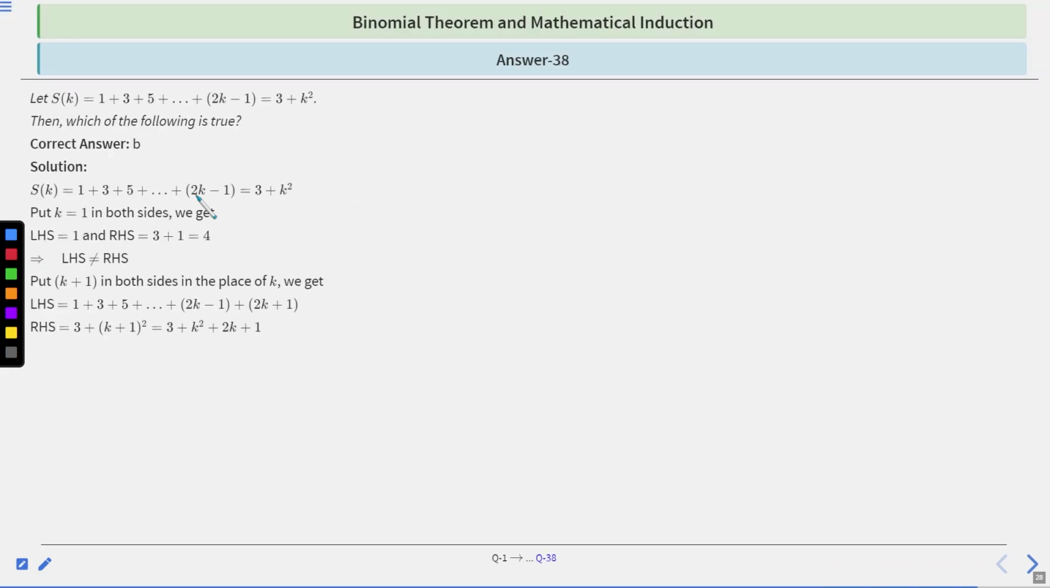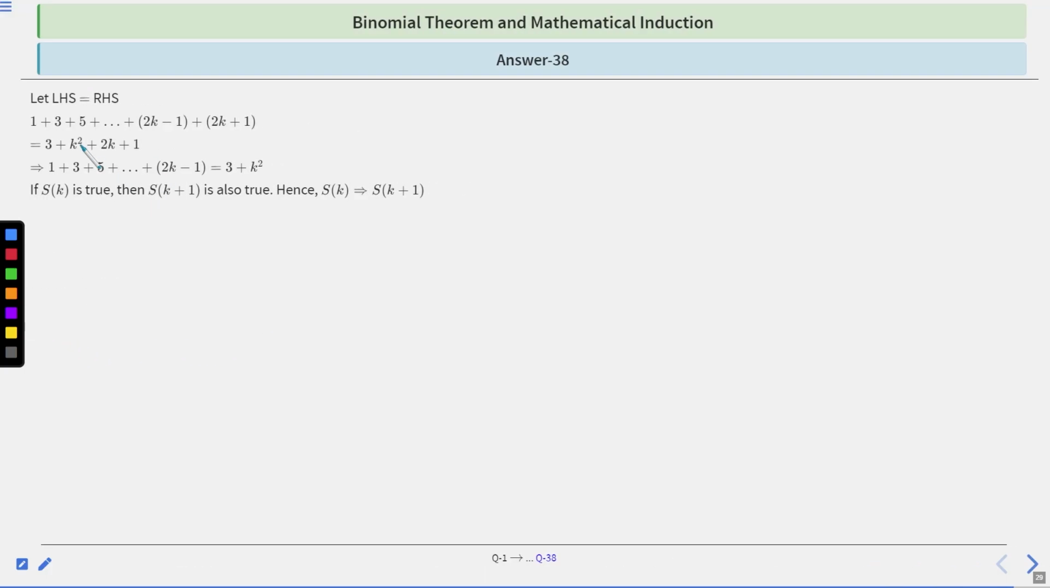Okay, let's discuss the solution. Sk is basically 1 + 3 + 5 + ... + (2k − 1) equal to 3 + k². Put k = 1 on both sides. We get LHS equal to 1 and RHS equal to 4, right? If we put k = 1, you get LHS as 1 and RHS equal to 4, which is not right. Put k + 1 in place of k on both sides. We get LHS equal to this term and RHS equal to this term, right? So after solving, LHS is equal to RHS, clear?